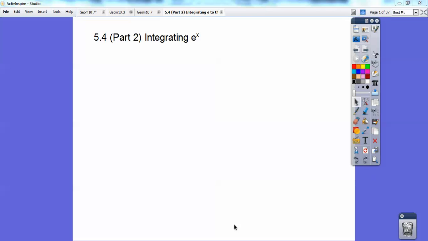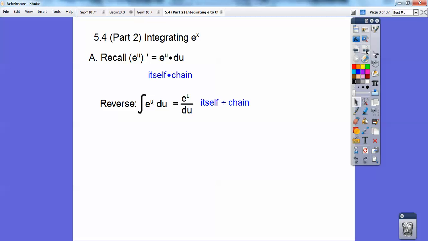Calculus lesson is on part 2 of section 5.4 in our book, and it's integrating e to the x. The last lesson we did was deriving e to the x, taking the derivative. Here we're going to integrate, which is the backwards. Okay, so recall when I took the derivative of e to u, then it's just itself times the chain right there. So integrating is backwards, you guys. It's going to be itself divided by chain. Okay, so that's all the new stuff is right here.